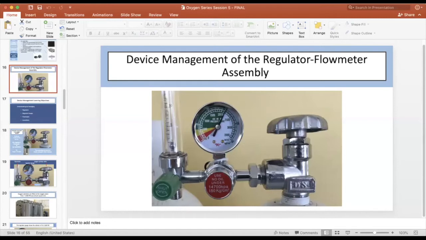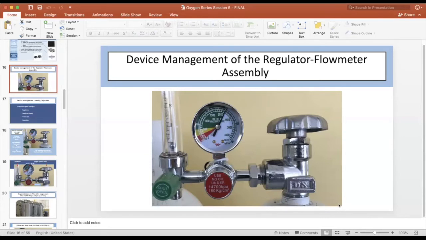So let me share my screen. I think this is coming up, and Monica, I'd like you to monitor me and make sure that I've got the right thing up. Can we see this now? We can. The device management of the regulator and flow meter assembly.